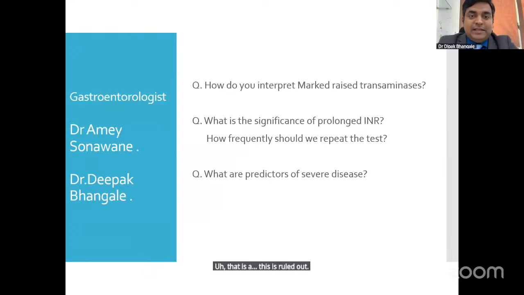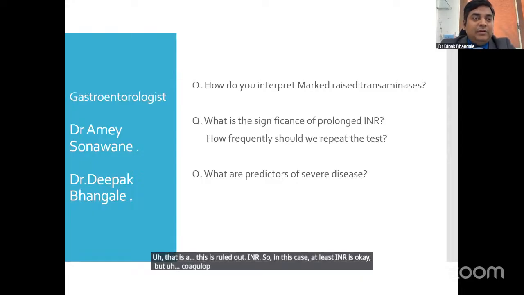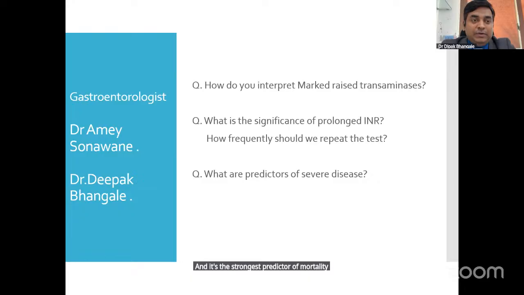In this case, at least INR is okay, but coagulopathy is a feature of acute liver failure. So we usually watch INR, how it is progressing, and it's the strongest predictor of mortality. So we need to keep a watch.